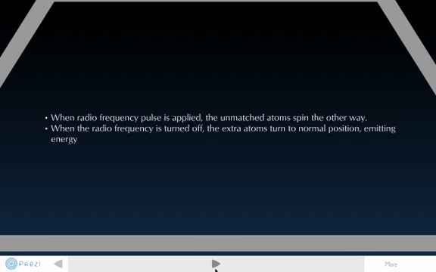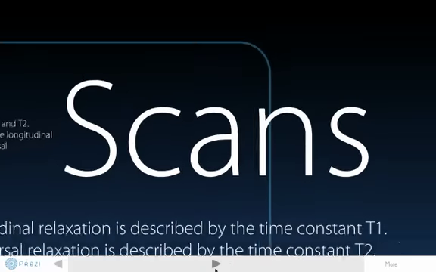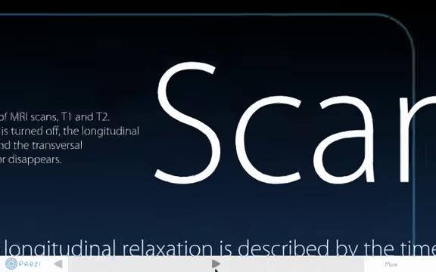When a radio frequency pulse is applied, the unmatched atoms spin the other way, and when the radio frequency is turned off, the extra atoms return to normal positioning, emitting energy. The energy sends a signal to a computer, and the computer uses a mathematical equation or formula to convert the signal into an image.